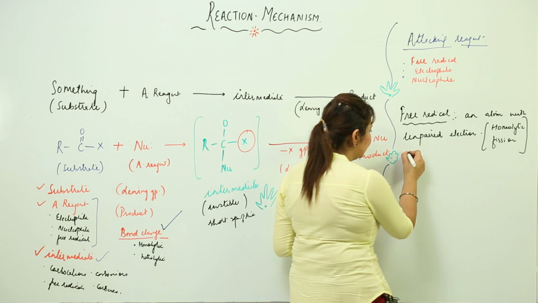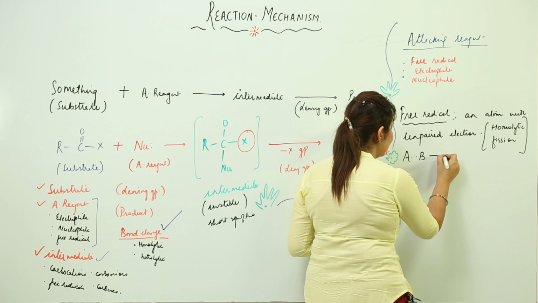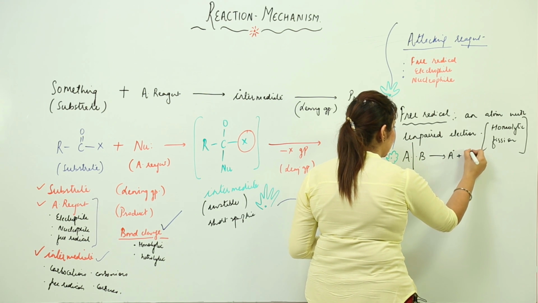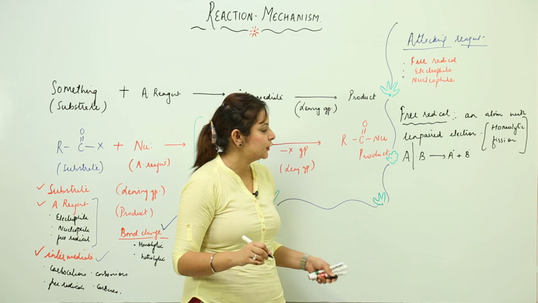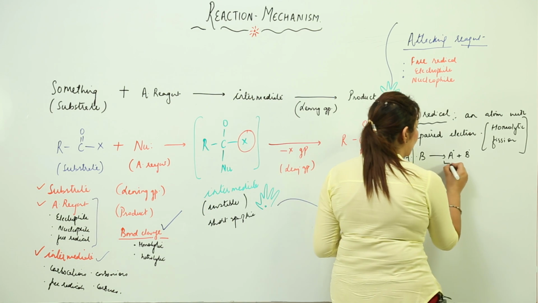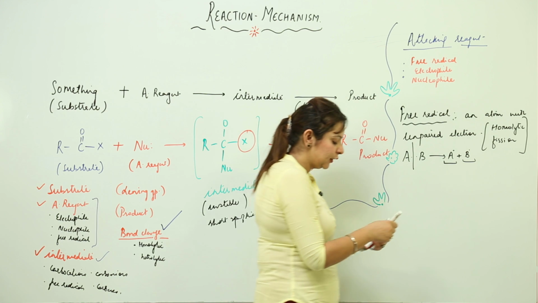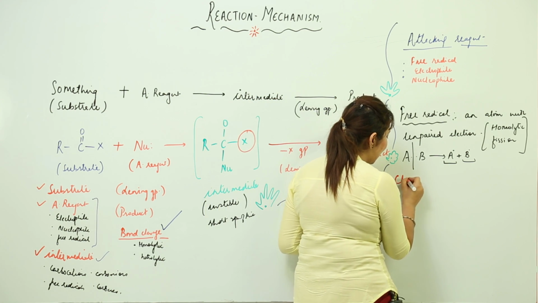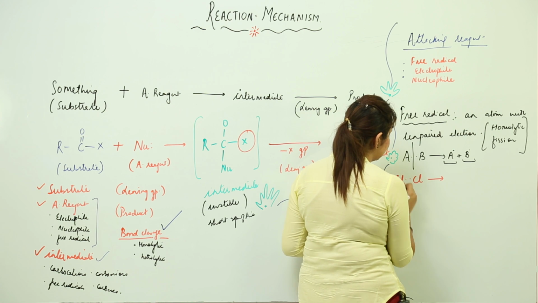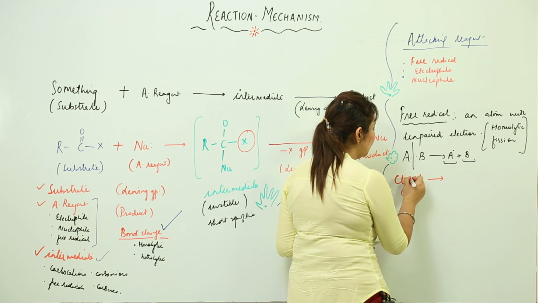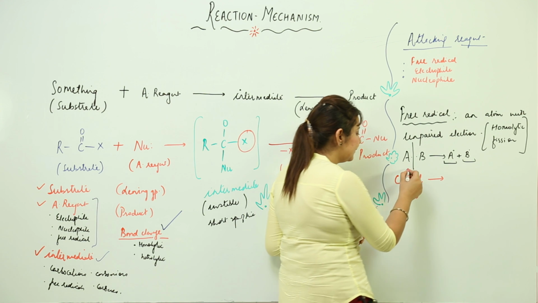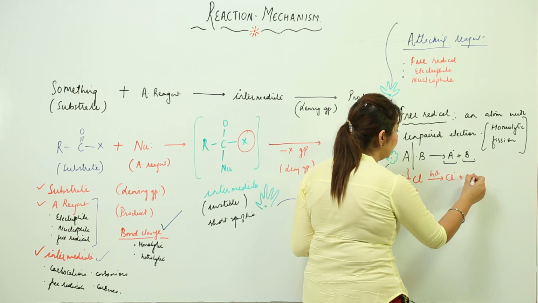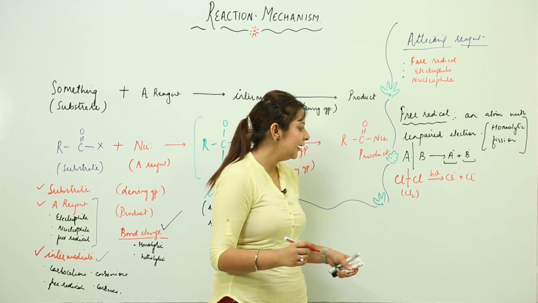I told you, suppose I have this bond, and it gets cleaved in such a way that this atom takes 1 electron of the shared pair and this one also equally takes 1 electron of the shared pair. So these are called free radicals. Let us look at some examples. Suppose I have Cl, we know Cl exists as Cl2, so there is a single bond between them. It gets cleaved in the presence of light in such a way that it forms the chlorine free radical.